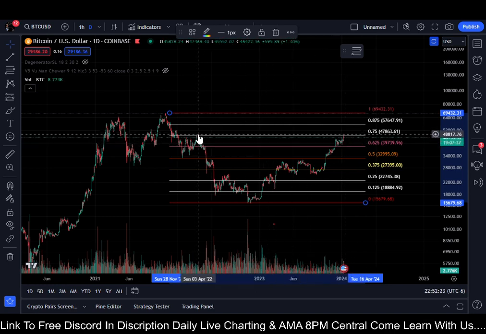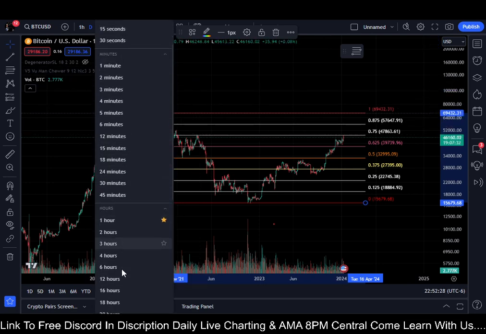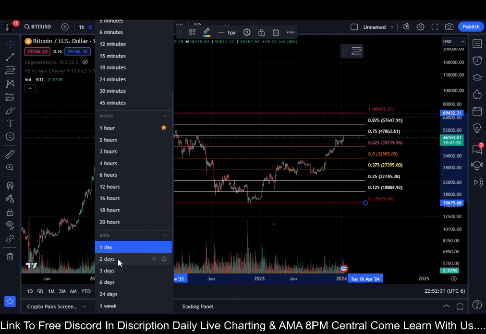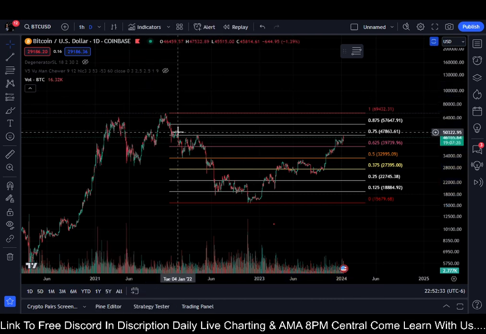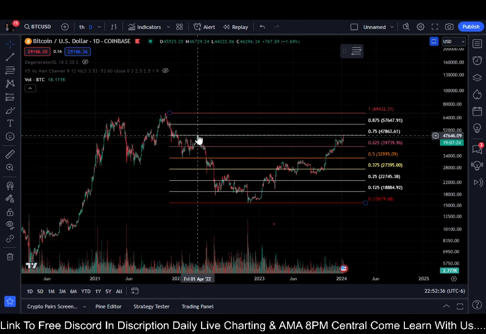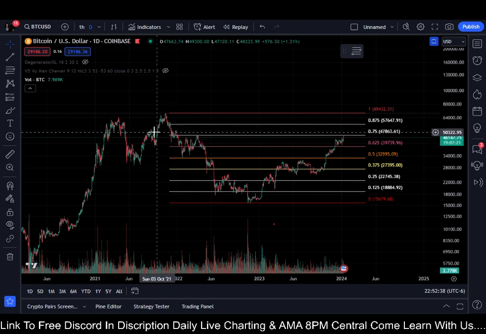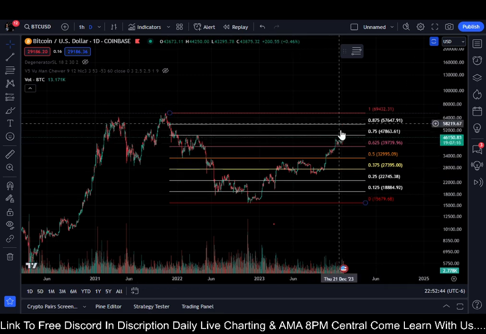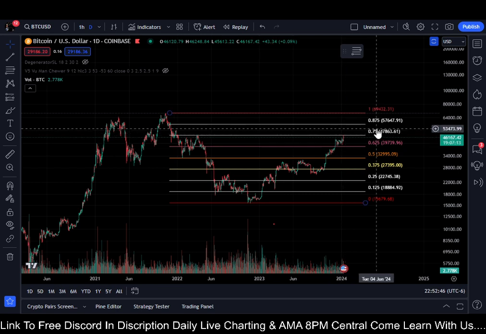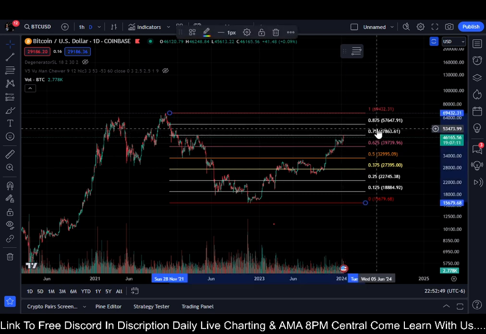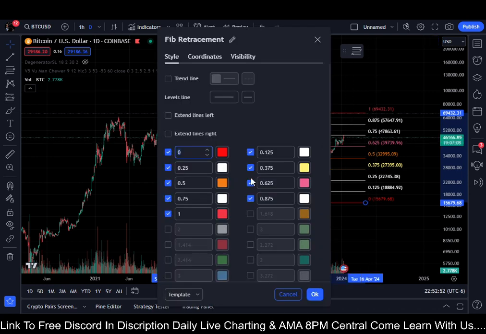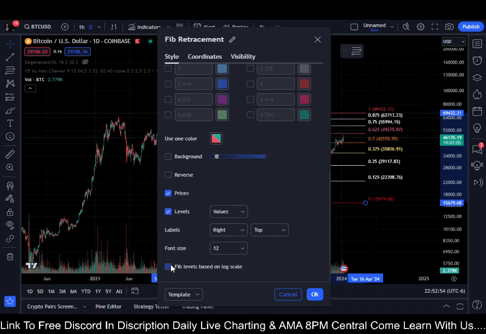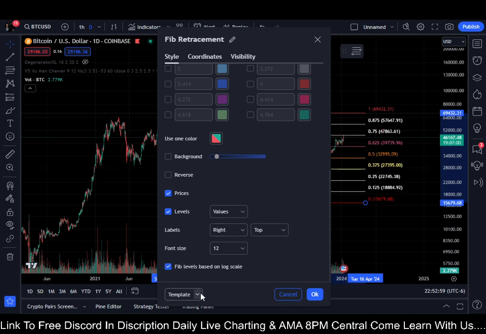We have this high right here, and I believe our monthly close, well, we don't need to look at that right now. But we have this unbroken high. We can see, so there is our eighth based significance. Let's just switch it to the regular fib values. I'm going to keep that based on a log scale.